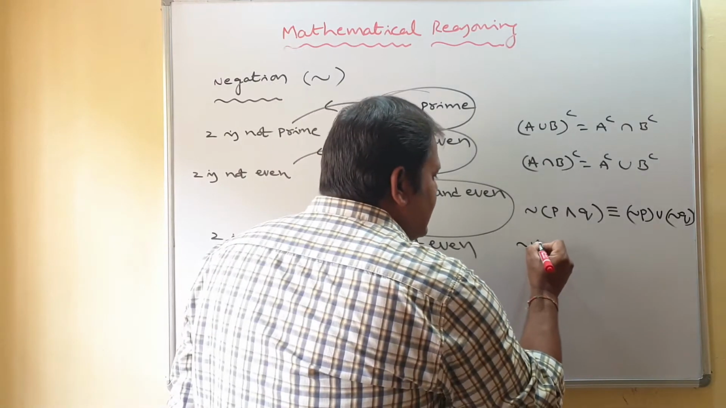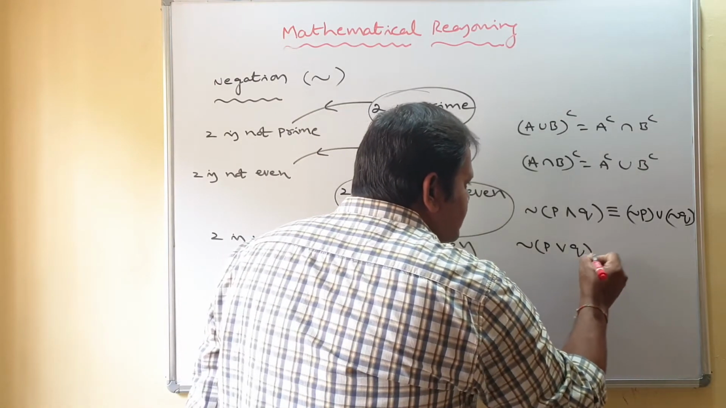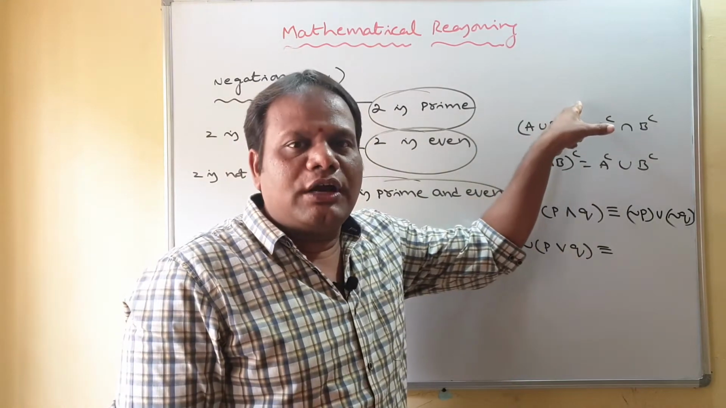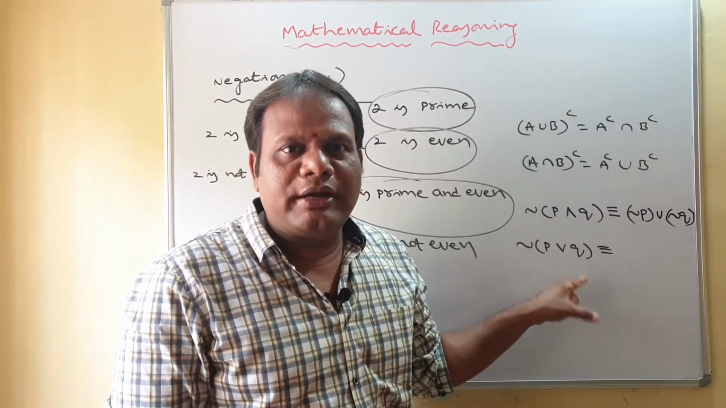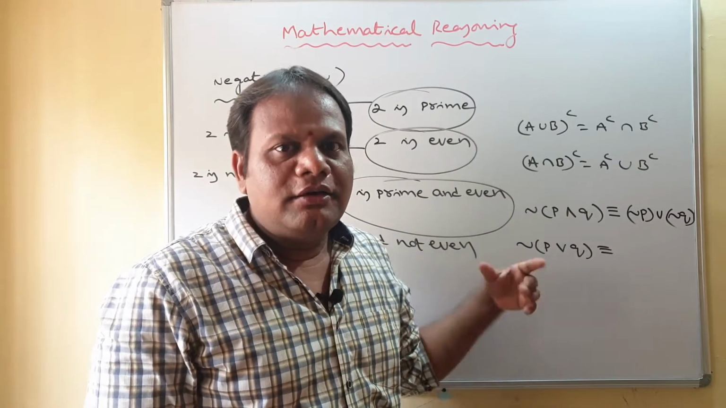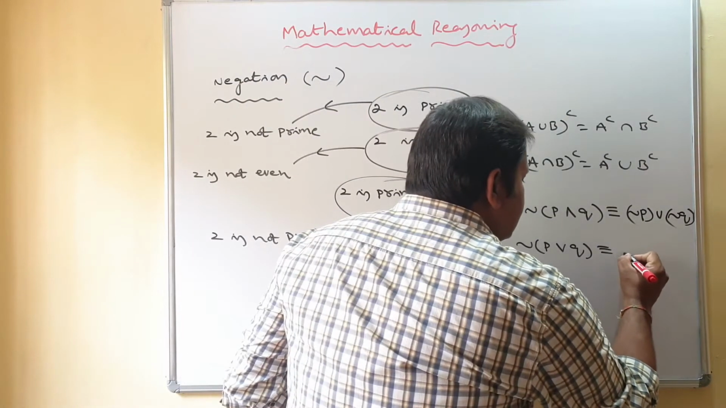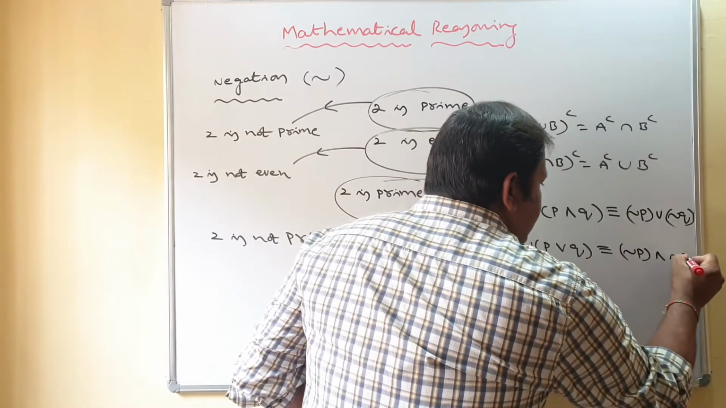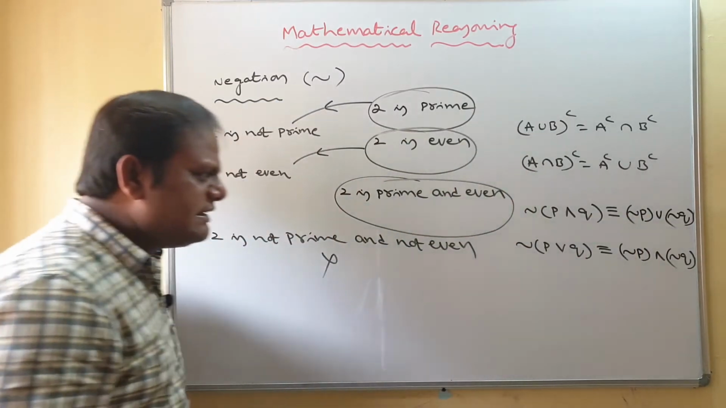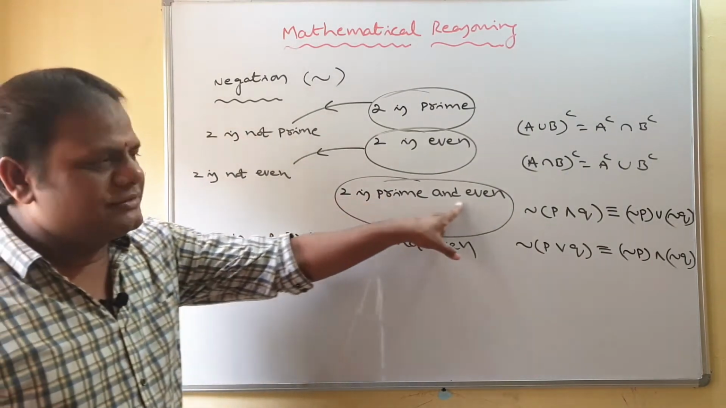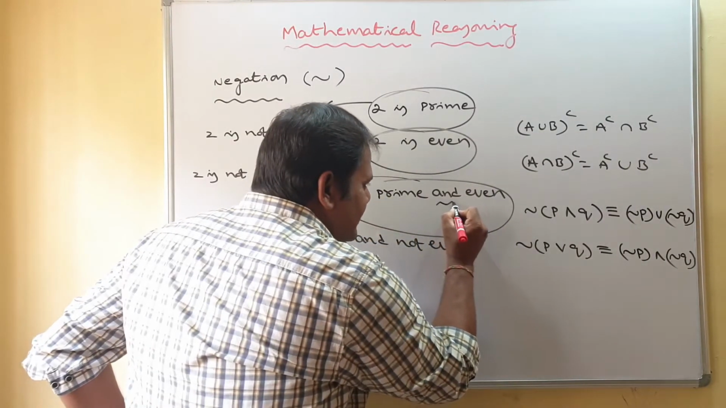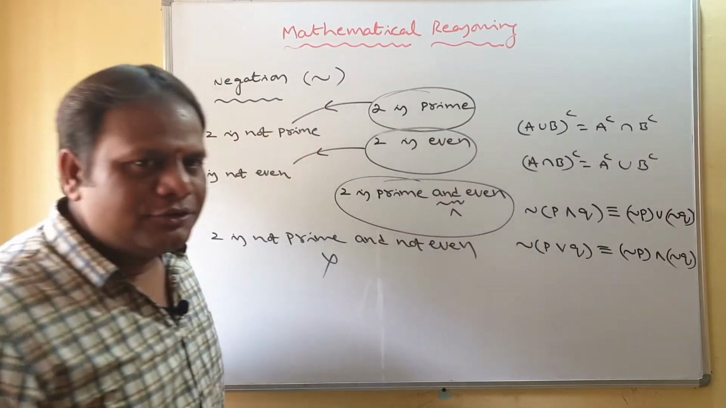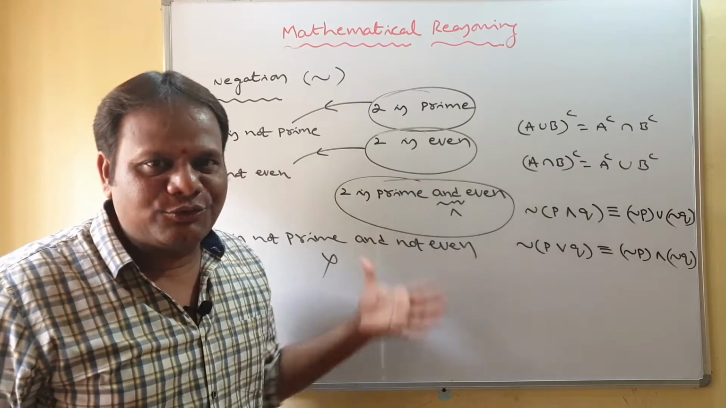Suppose if it is negation of P or Q, you compare this with union, A union B whole complement. What is A union B whole complement? A complement intersection B complement. So what? It is negation P OR becomes and negation Q. Is it? Now coming to this, you observe that here we have and, that is intersection, right? So you have to take negation to this.